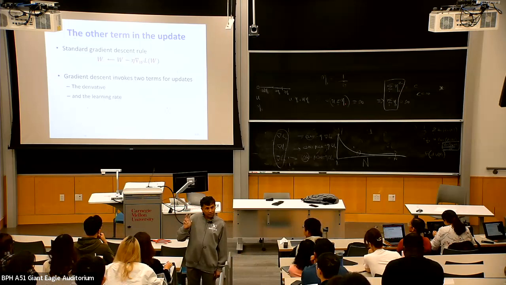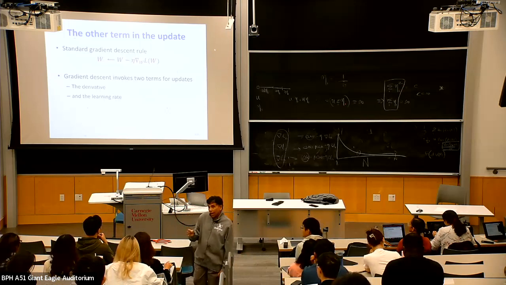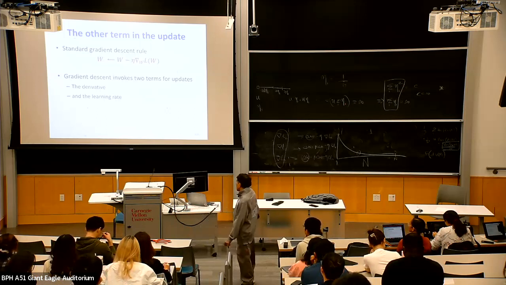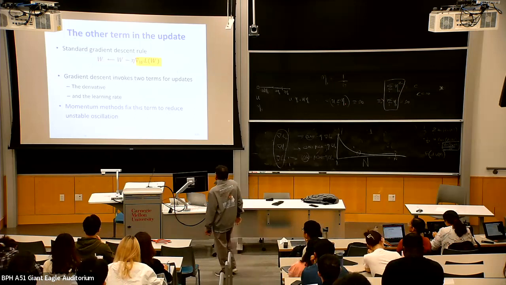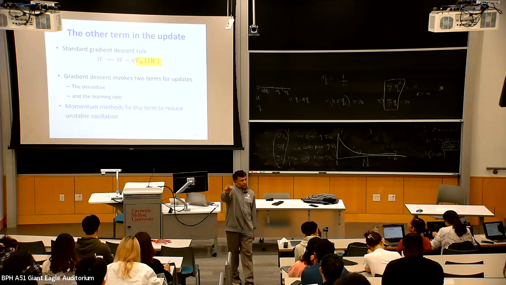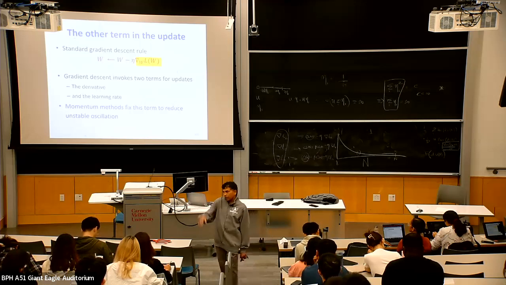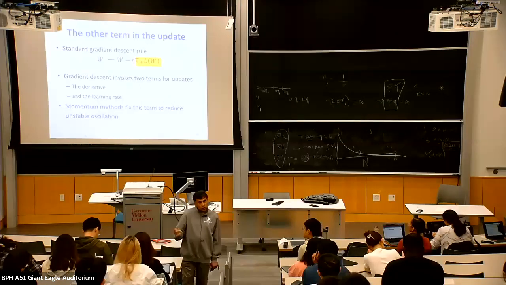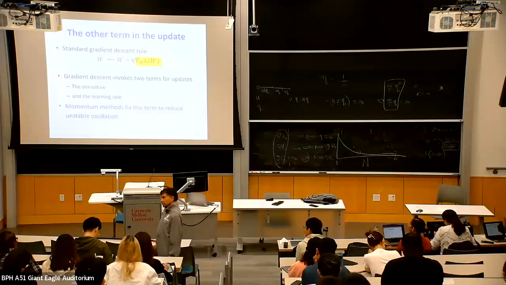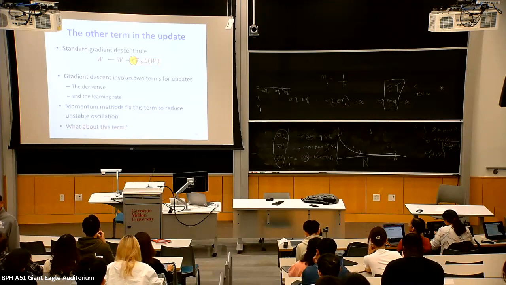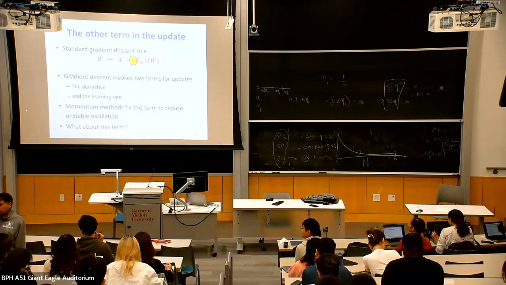The learning rate? The gradient, you're taking a running average of the gradient to take care of the fluctuations, right? So the momentum methods fix this term to reduce unstable oscillation. Your gradients are up and down and up and down and up and down. And so you take a running average and smooth out the gradient, and that's what the momentum-based method is using, right? What about this guy? This too can be dealt with in a similar manner, right?